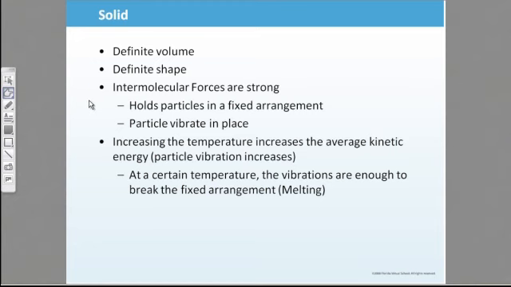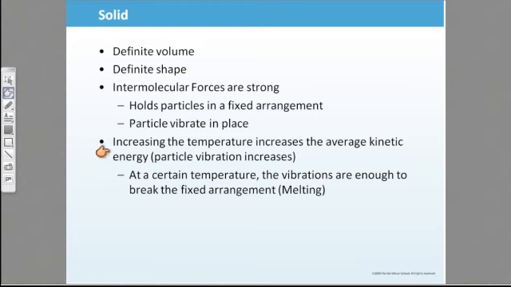So it's kind of like having a bunch of people packed into an elevator. Everybody's got a fixed position. They're not able to move around, but everybody is able to wiggle in their position. But they're not able to move, say, from the front to the back and things like that. That would be a solid. They're standing in place, but they are able to wiggle.